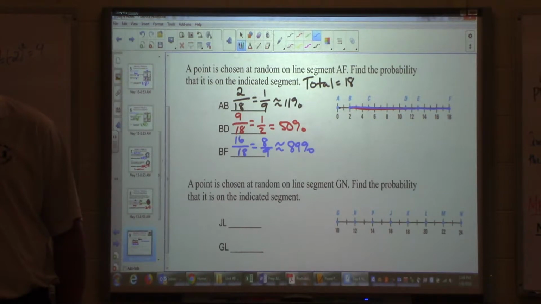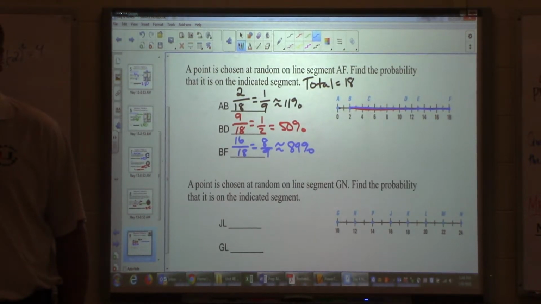Do we need to do the second line segment? No. Can we skip it? Mm-hmm. Go to last problem? Mm-hmm.